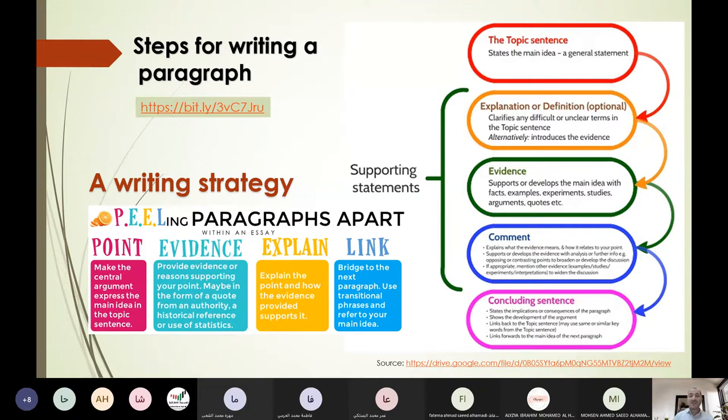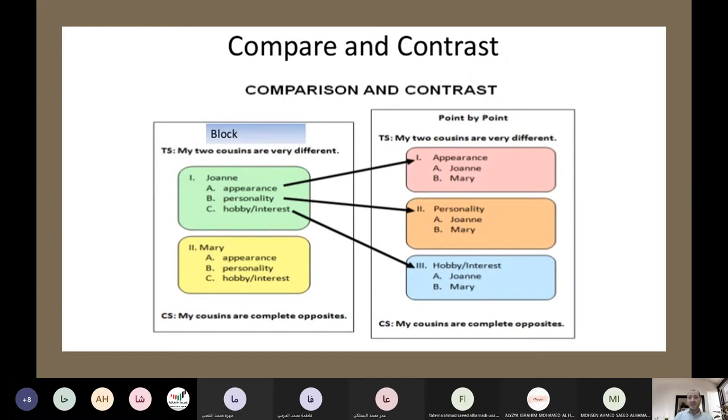There's another type of essay writing, which is called compare and contrast. As you see, compare means similarities between two things. If I say, what do you think, which is better, face-to-face learning or online learning? Both. Thank God this generation experienced both modes of learning.